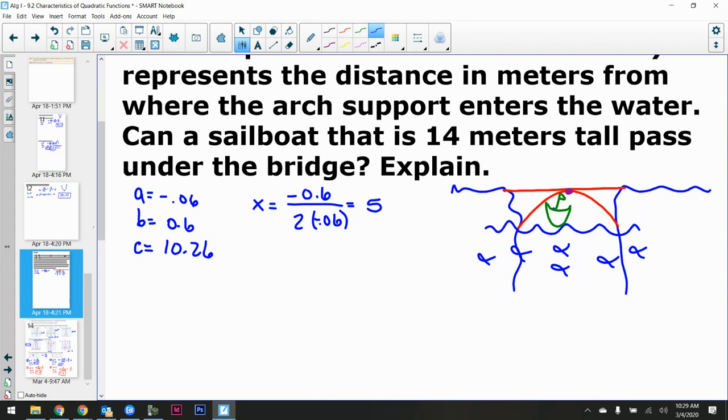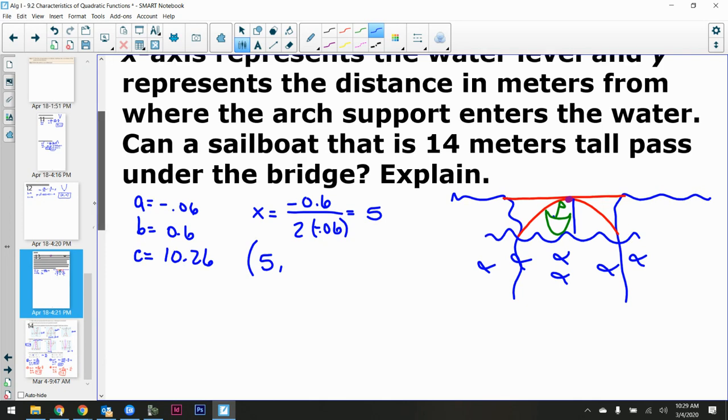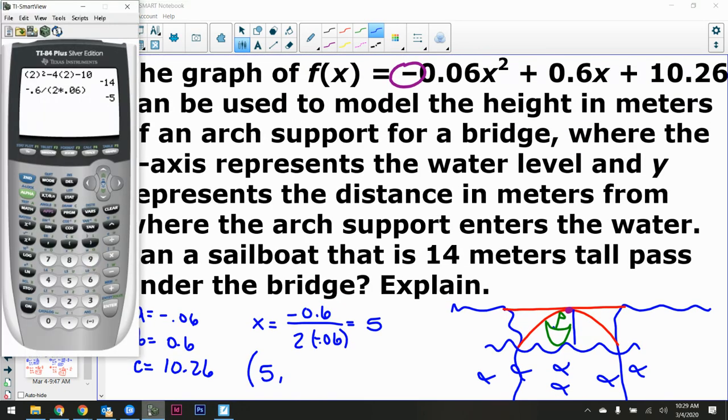Now, that's not the vertex. I need to figure out what the Y value of the vertex is, right? Because I want to know how tall that boat, if 14 meters is enough to go through. So this is 5 comma what? Well, let's put it into our equation. Negative 0.06 times 5 squared plus 0.6 times 5 plus 10.26. Now, if this is more than 14 meters, my boat will fit through.